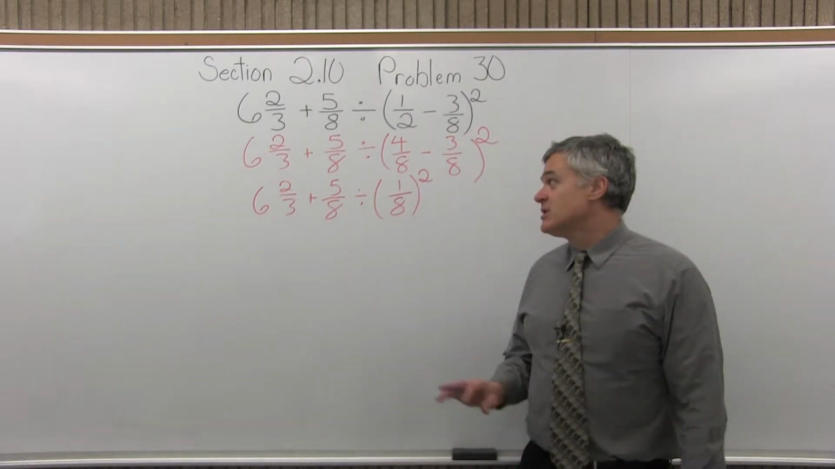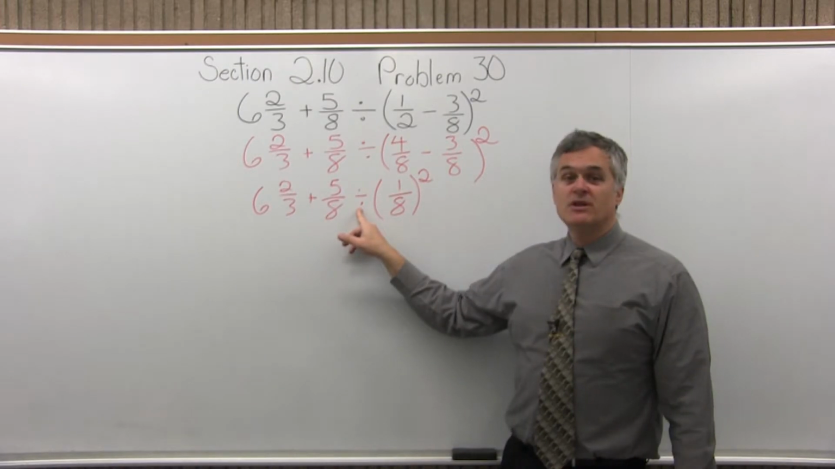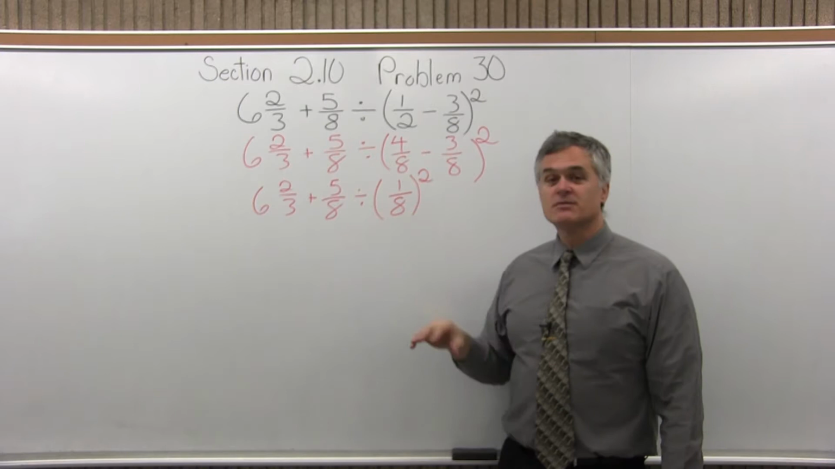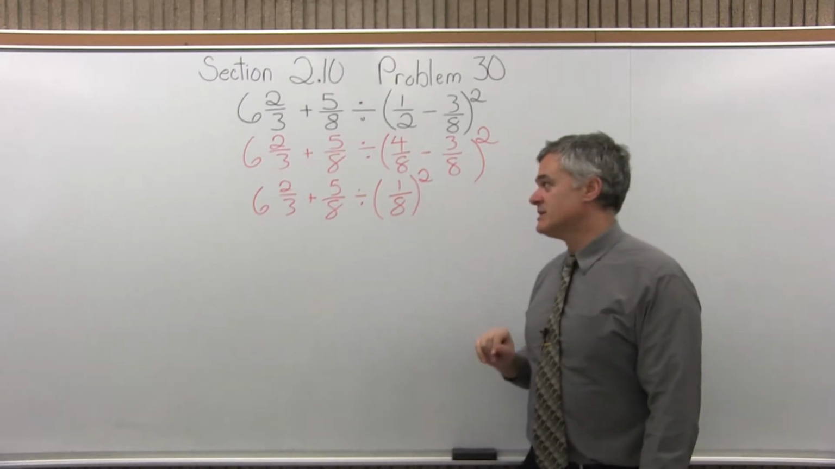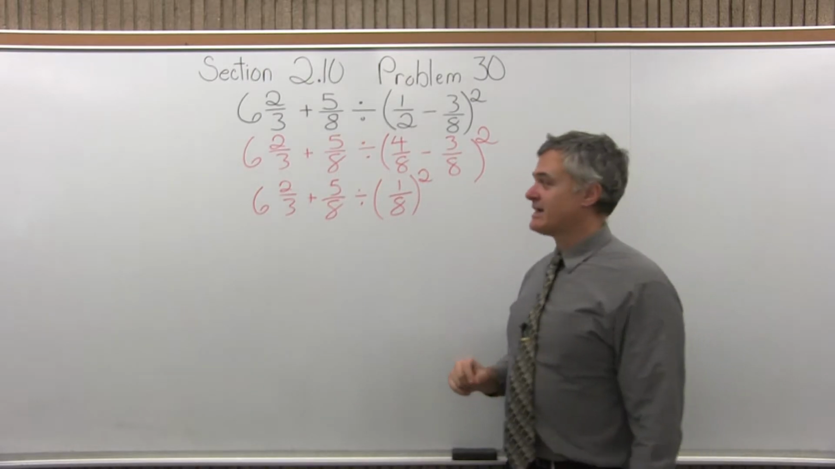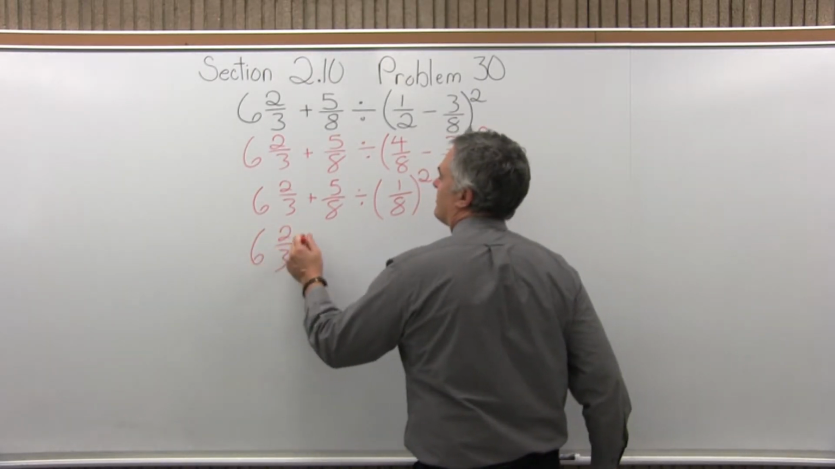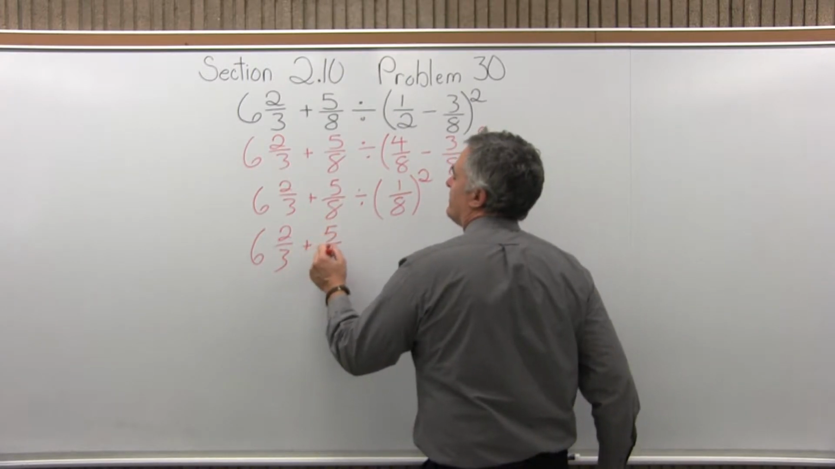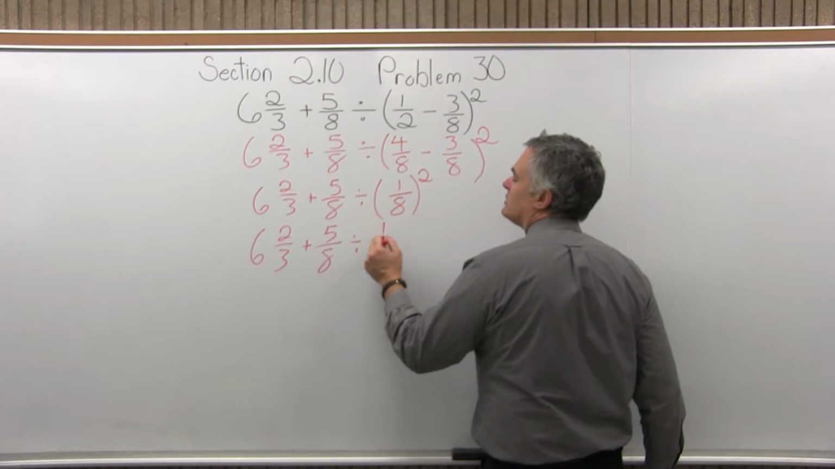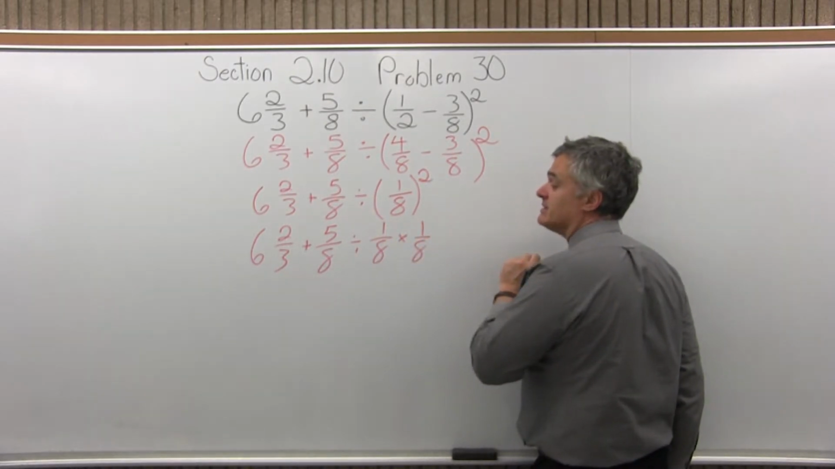Now I still have 3 operations going on. I have an addition, I have a division, and I have an exponent. I still wrote parentheses, but there's no work left to be done in the parentheses. So between addition, division, and exponent, I have to deal with the exponent next. So this will be 6 2/3 for another step, plus 5/8 for another step, divided by, so 1/8 to the second power is 1/8 times 1/8. That's what 1/8 to the second power means.